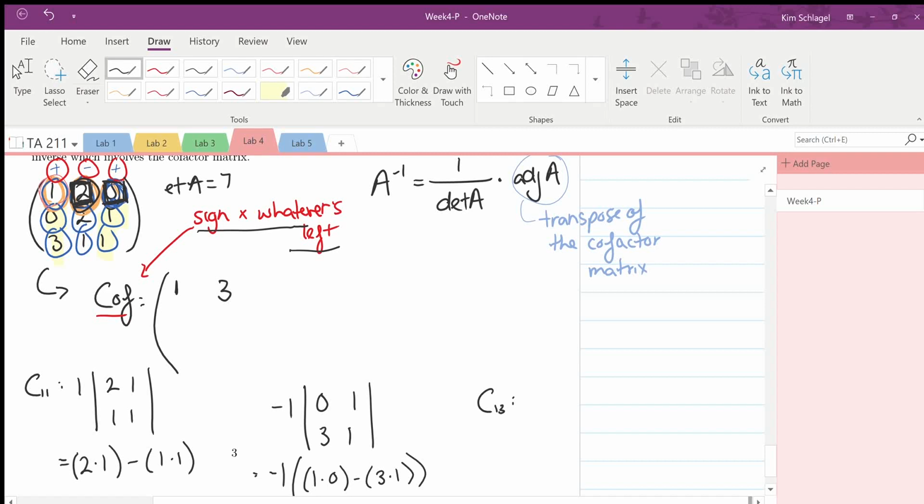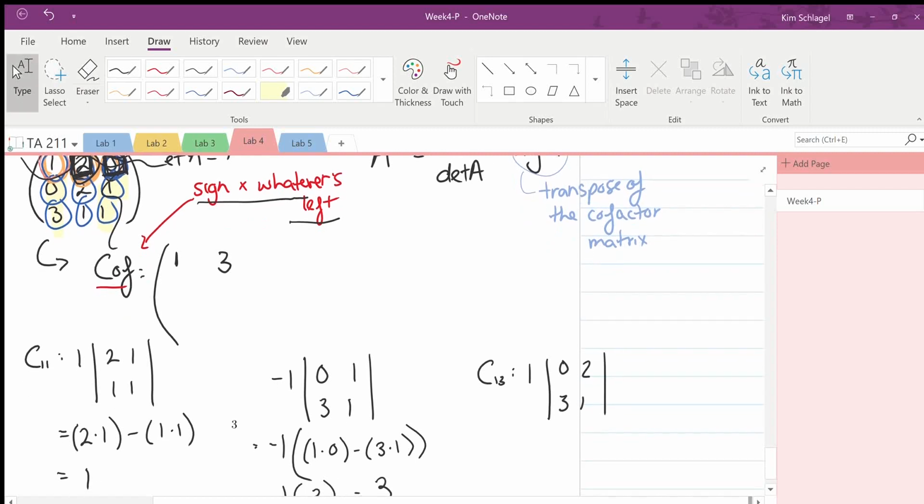Our sign in this case is positive, so we have a +1, and whatever is left, when we squiggle these guys out, is 0, 2, 3, 1. That ends up being 1 times (0 minus 3 times 2), which is -6. So this entry here is -6.